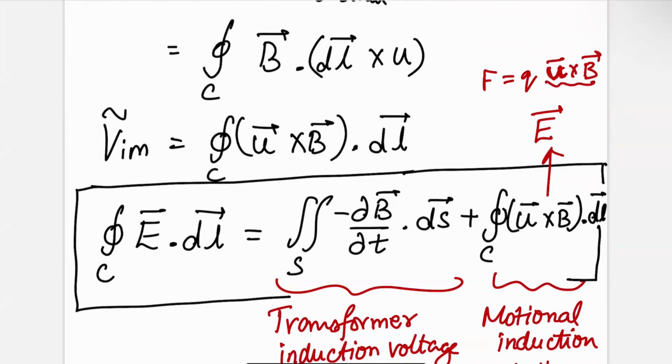And you can treat this as an electric field. That's really where this comes from. You start from here, you treat this as an electric field, and you say the force due to this electric field on charge Q is Q into E, which is Q into U cross B. And that's known as the Lorentz force.